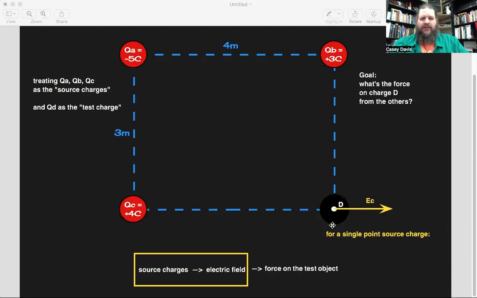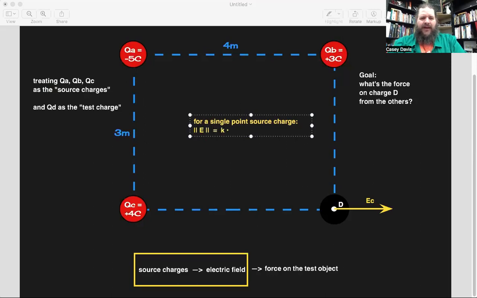And in general, for a single source charge that's small enough to be treated as a single point, we can say the magnitude of the electric field is K times the source charge divided by R squared. And we should really think of that as K times the absolute value of the source charge, because the sign matters for direction, but doesn't matter for the magnitude. So K, which is a universal electrical constant, and has a value, but we can just leave it as K for now and fill in the value at the very end, times 4 coulombs divided by the distance, 4 meters, squared.